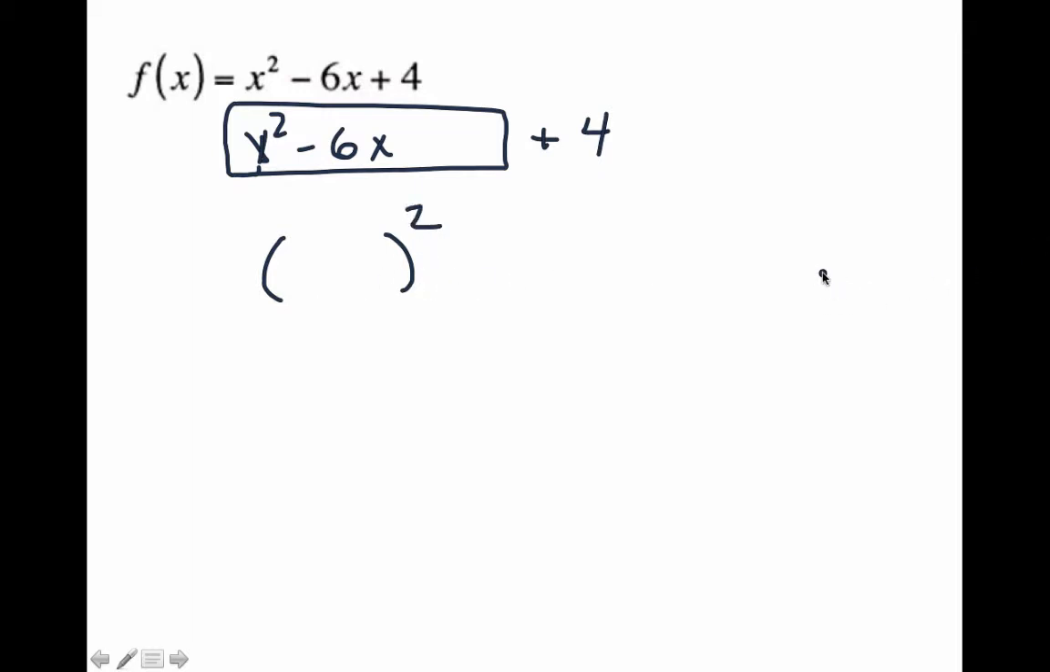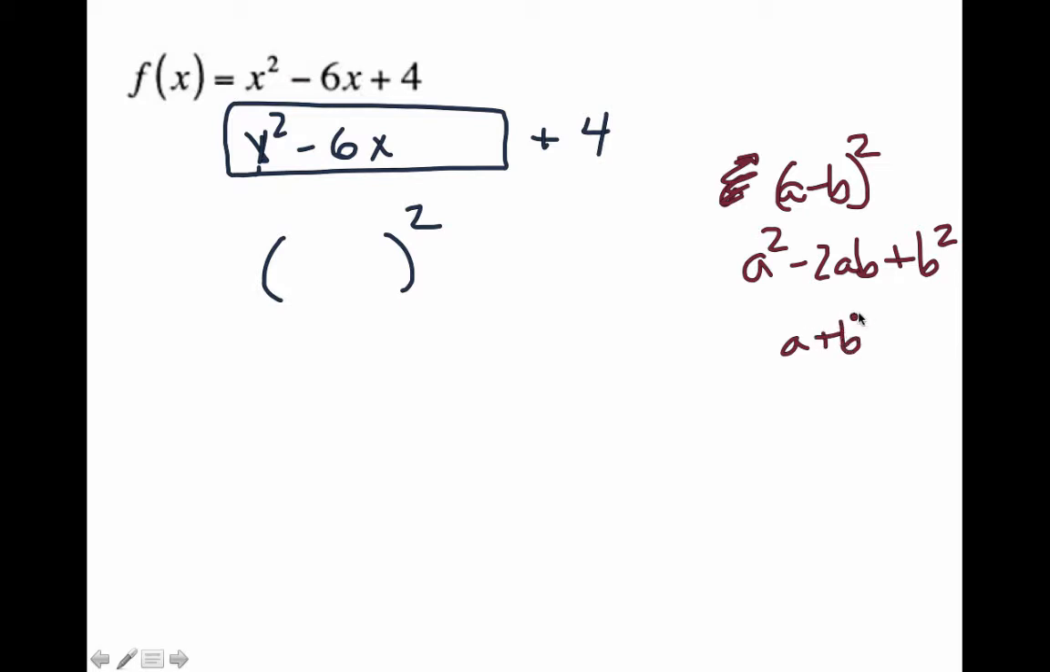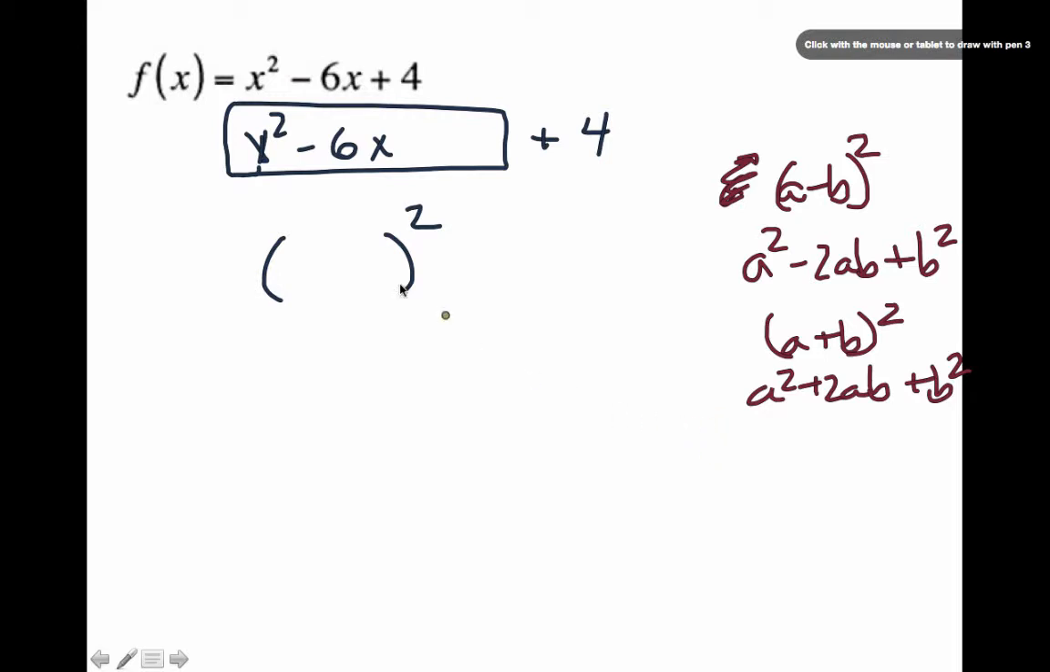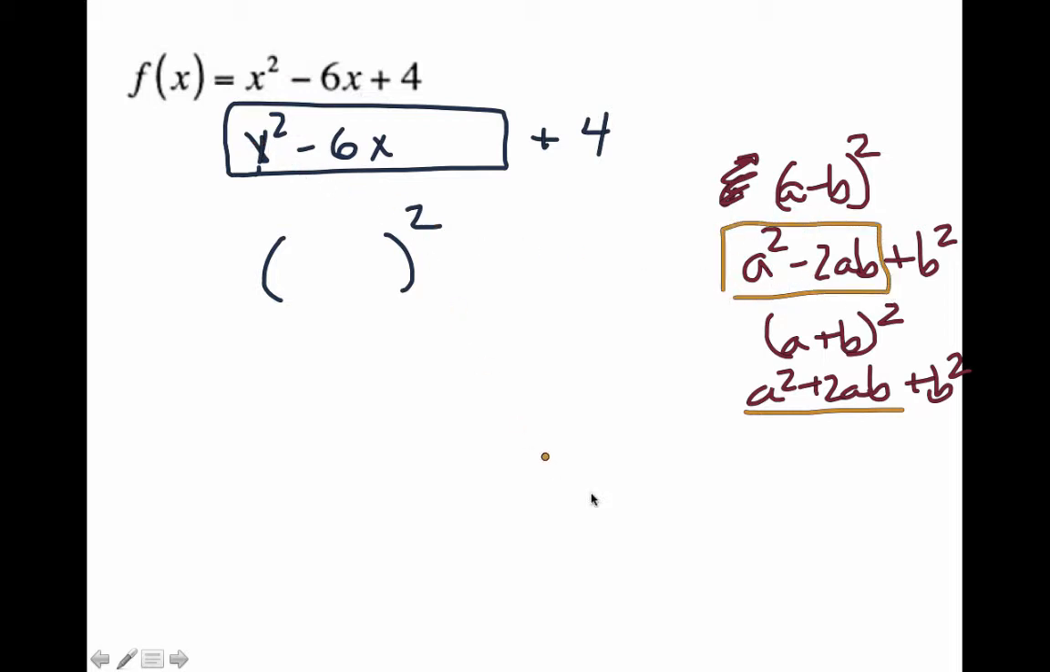So the way that works, if you want a more detailed explanation, a minus b quantity squared ends up being a squared minus 2ab plus b squared. A plus b quantity squared ends up being a squared plus 2ab plus b squared. What we're doing is we are forcing x squared minus 6x to be these first two terms. In this case, I'm dealing with this one because that's a minus and that's a minus.